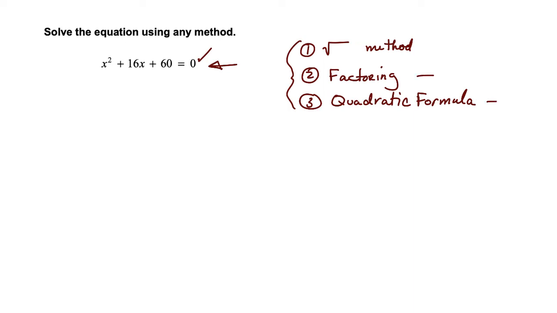We couldn't use the square root method in this problem because there is a b term. That b term is 16x. And you can't use the square root method if you have that, except under some special conditions. So let's try to factor this one. And maybe this will work, maybe it won't.